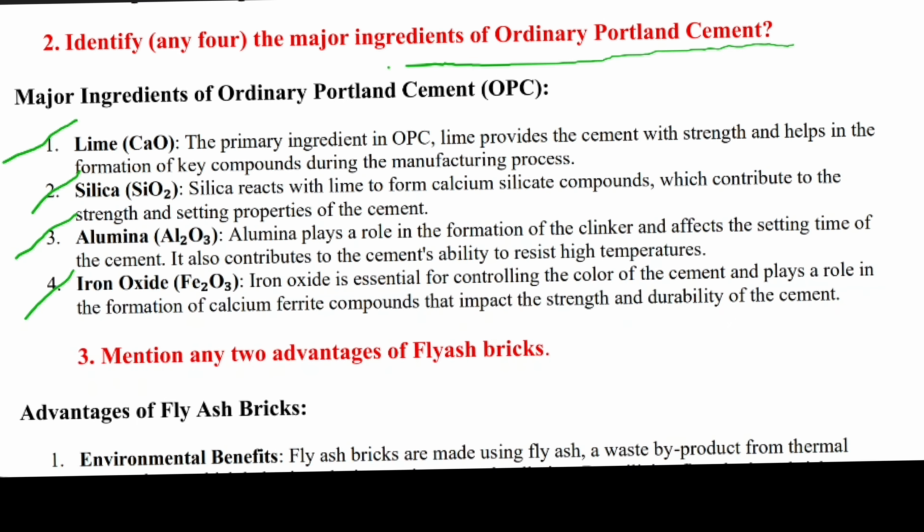If you want me to explain how each affects ordinary Portland cement, they may ask this for a 5 marks question, and you can write that answer also. For your understanding and learning purpose, I am explaining. If lime is present in ordinary Portland cement, it will provide strength and help in the formation of the compounds in the manufacturing process. Lime is helpful.